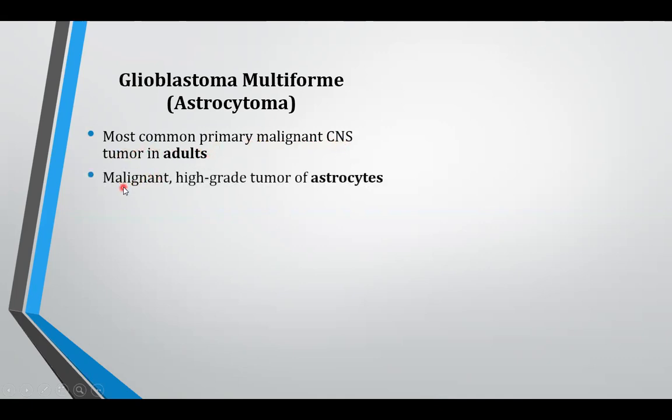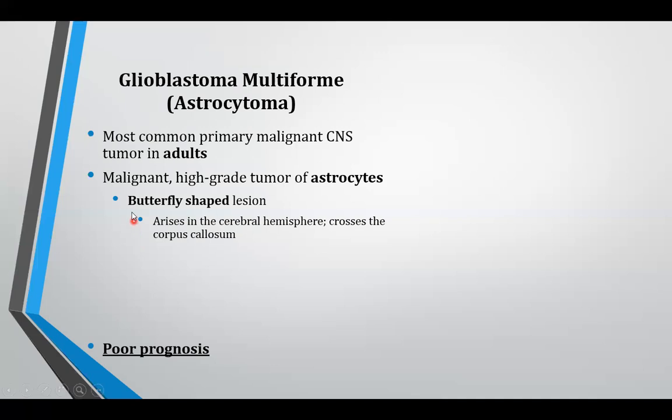Today we will be discussing glioblastoma multiforme, which is a primary brain tumor. It is also called an astrocytoma. This is the most common primary malignant central nervous system tumor in adults. It is a high-grade tumor of glial cells, which are called astrocytes. It has a poor prognosis.